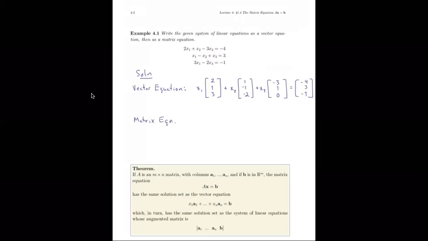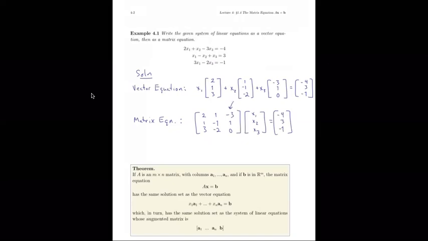It'll look like the coefficient matrix times the vector x, and that's equal to the right-hand side. So I'll have 2, 1, 3, 1, -1, -2, -3, 1, 0, times the vector x, which has components x1, x2, x3, and that's equal to -4, 3, -1. So this all matches our definition from the previous page too. The transferring between these two equations, we're using the definition on the previous page.